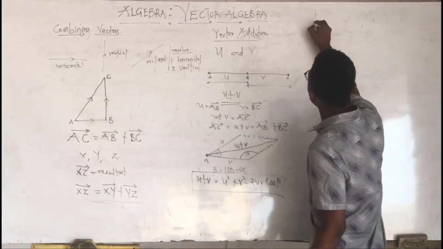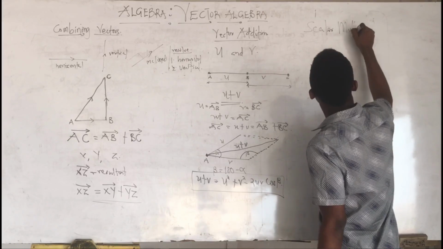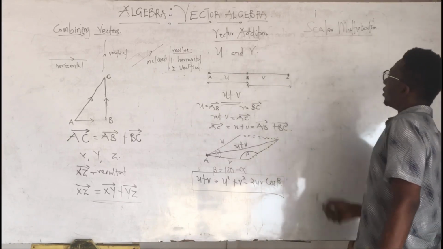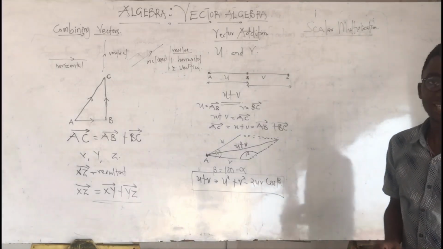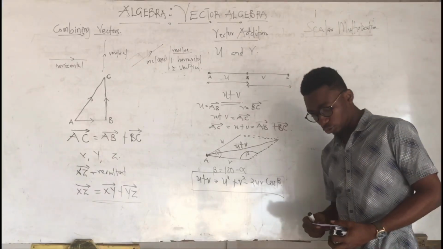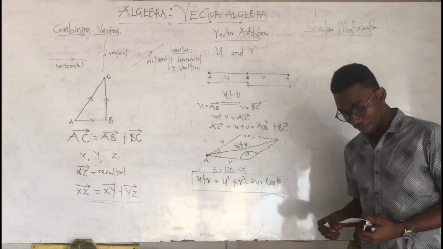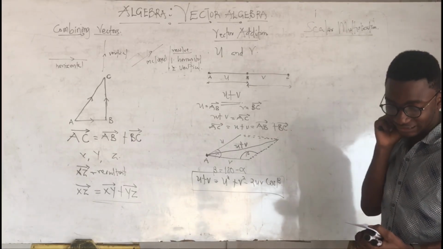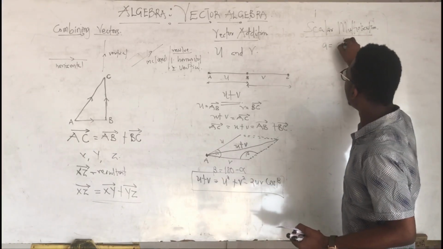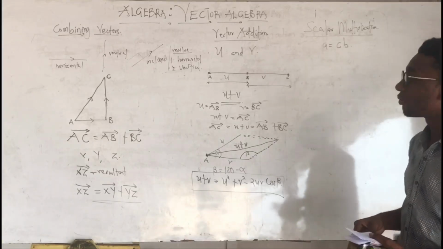Now the third thing we want to look at is scalar multiplication in vector algebra. With scalar multiplication in vector algebra, we want to consider the fact that if you have two parallel vectors, A and B, then there must be a number C so that A can be equal to the number C times B.